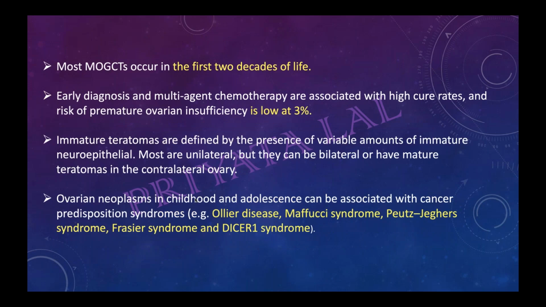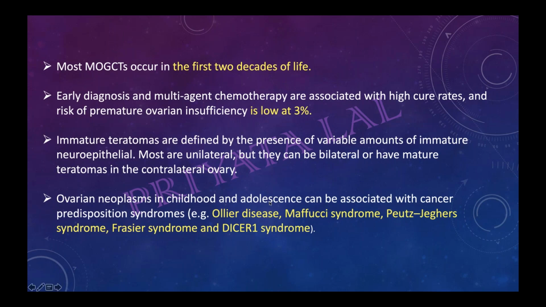usually surgery is done, and after surgery chemotherapy may be required, and if chemotherapy is done, then there is a 3% chance of premature ovarian failure. This same number will come in another talk also. So if multi-agent chemotherapy is done in young people, there is usually a 3% chance of POF.